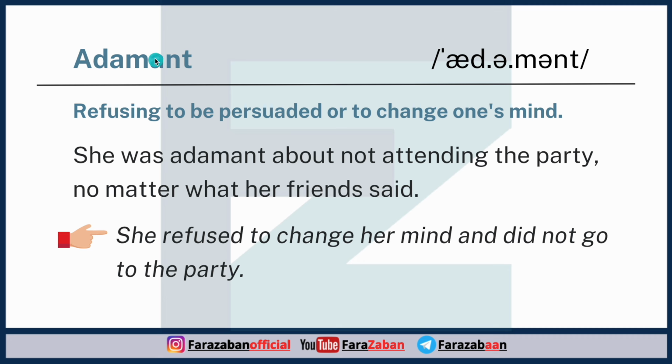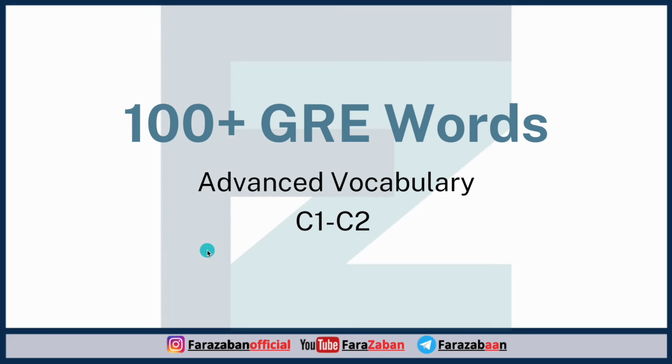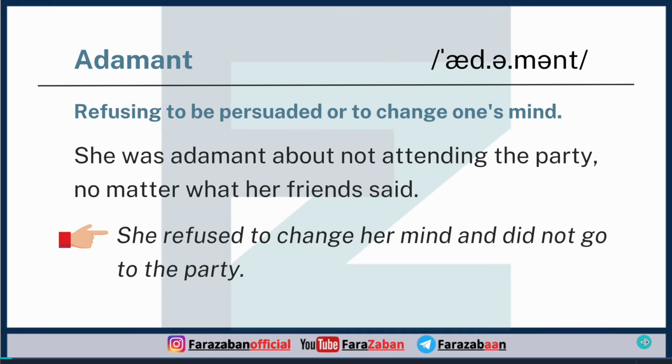So for example, adamant, you'll see adamant in example 1. And the second example here is a paraphrased version of the first one. This way, if you want to express the same idea in simpler words, you'll know how to do it. And of course, it helps you stop relying on Farsi and start thinking in English. If you're ready, let's jump in.